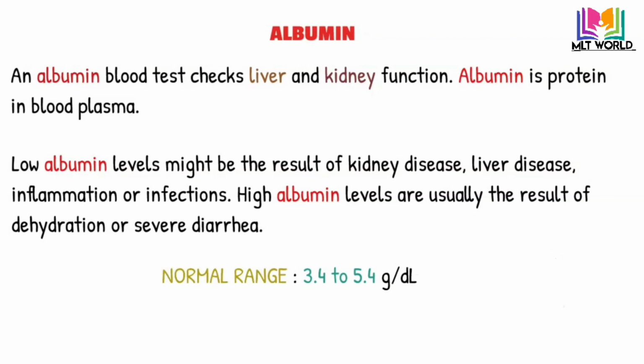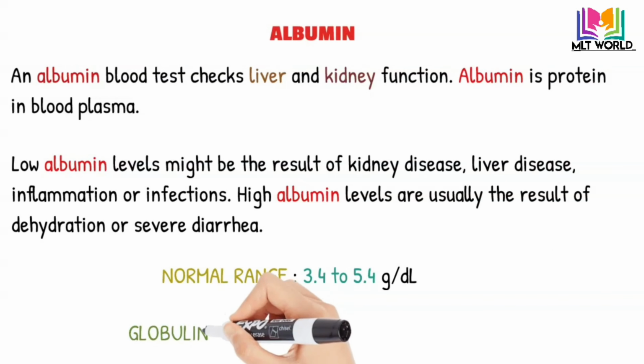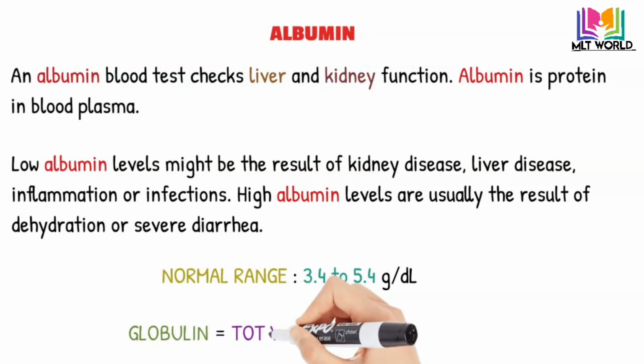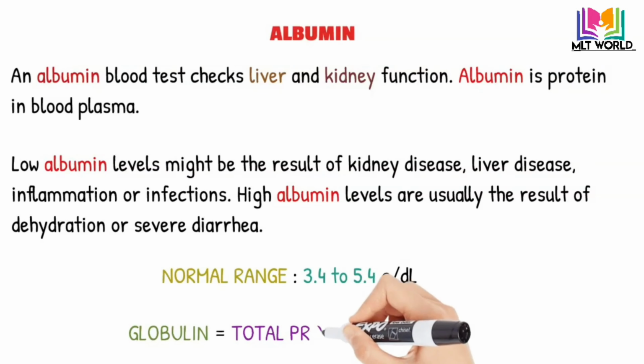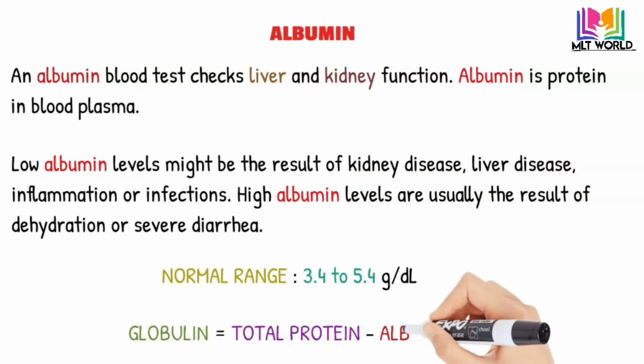And how will we calculate the globulin? We perform the total protein and albumin tests. So total protein minus albumin, and we will get the globulin value.